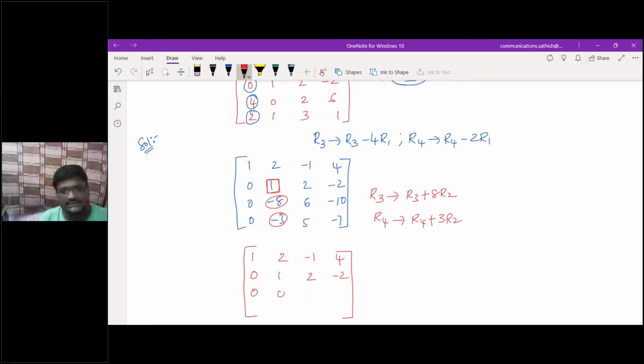Then it is 0, 0, then 6 plus 16. How much? 22. Next, minus 10, minus 16. How much? Minus 26. This is 0, 0. Next, check it out. 5 plus 6, you'll have 11. Next, minus 7, minus 6, you'll have minus 13. Am I correct?